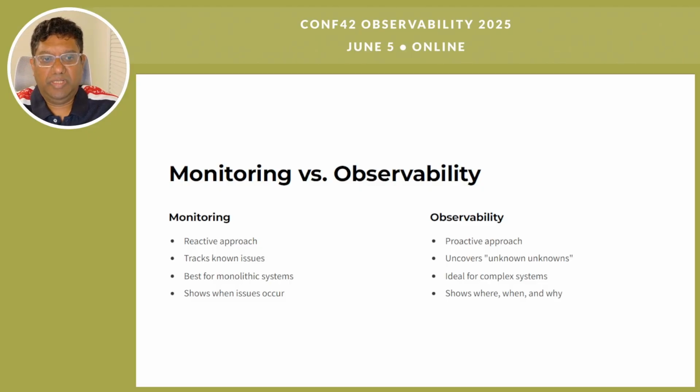Now let's talk about the difference between monitoring and observability. Monitoring is a reactive approach, tracks known issues, and it is best for small systems and monolithic systems, and it shows when the issue occurs. Observability is a proactive approach. It uncovers unknown unknowns, ideal for complex systems, and it shows where, when, and why that issue happened. So observability gives us a quicker way of identifying and resolving the issue.